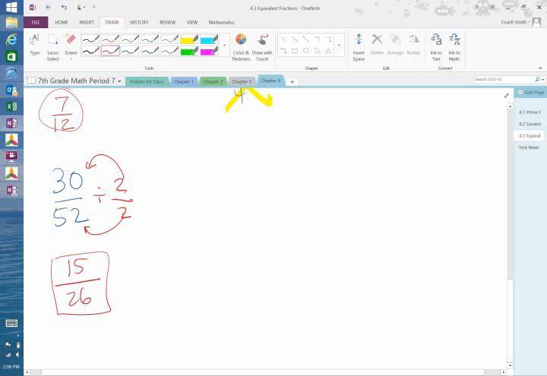Okay? Do this one on your own. 49 over 105. It can be reduced. Okay, so don't think, oh, it can't be reduced. It can be reduced.